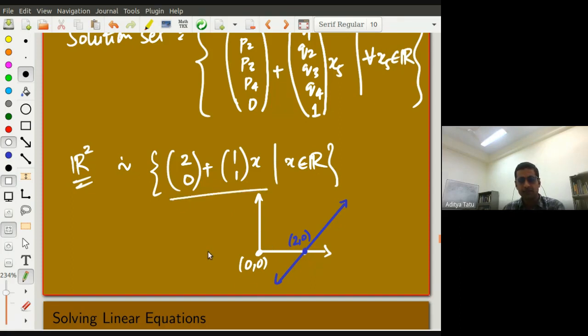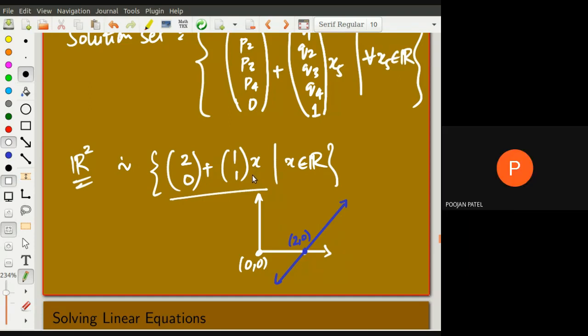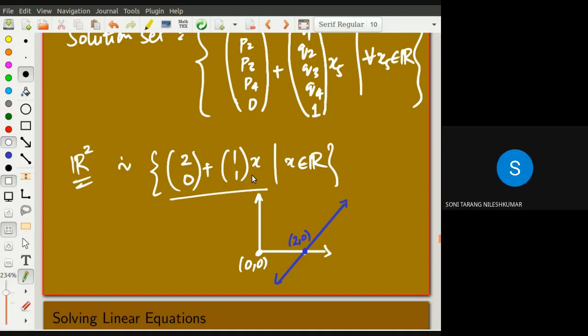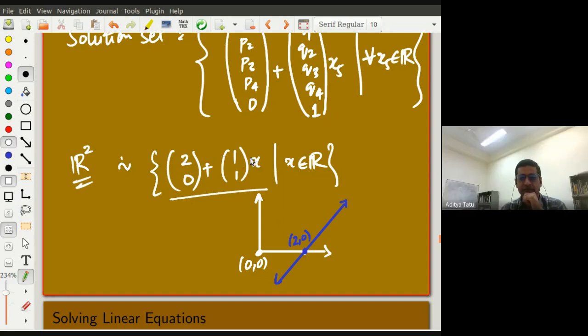So what is this set? The only variable here is x, right? So let's say I start with choosing x equal to 0. What point do I get? (2, 0), right? So x is 0, so it should be (2, 0), right? No, no. X is this, right? So if x is 0, this vector becomes (0, 0).